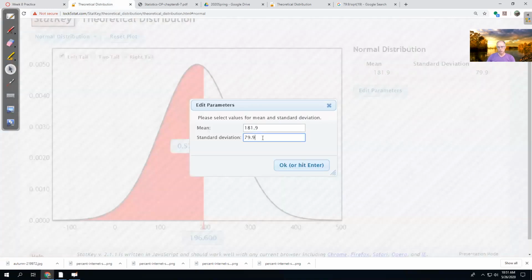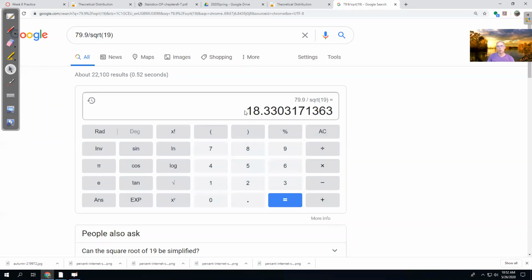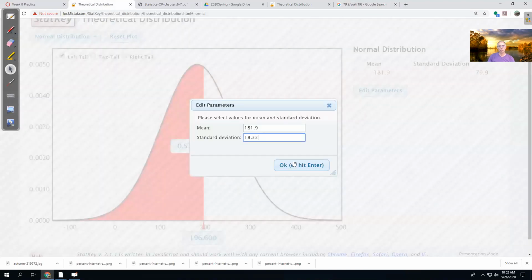I have the same mean, but now I have about 18.33. And you might ask, how do I round that number? I usually try to go to 4 or 5 significant figures. So I have 4 right there. If I was really worried, I would just copy this whole number and stick it in there. But I don't think that's going to give me much of a different result. You could double check by adding more decimals and see if the answer changes, but it probably won't. So I think that's good enough.